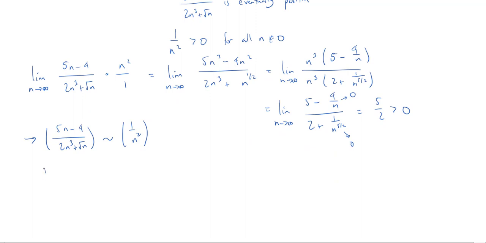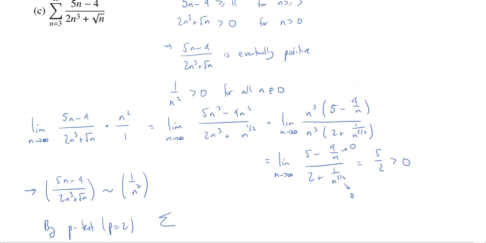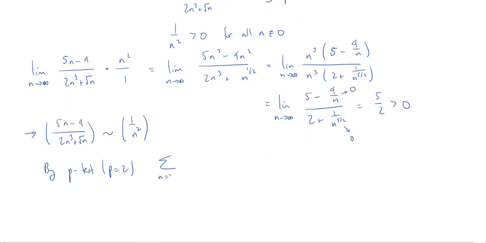Now we know by the p-test with p equals 2 that the series, and let's see, where were we starting at? 3? Yeah. The series starting from 3, 1 over n squared converges. And therefore, by the limit comparison test, the series starting at 3, for 5n minus 4 over 2n cubed plus the square root of n also converges.